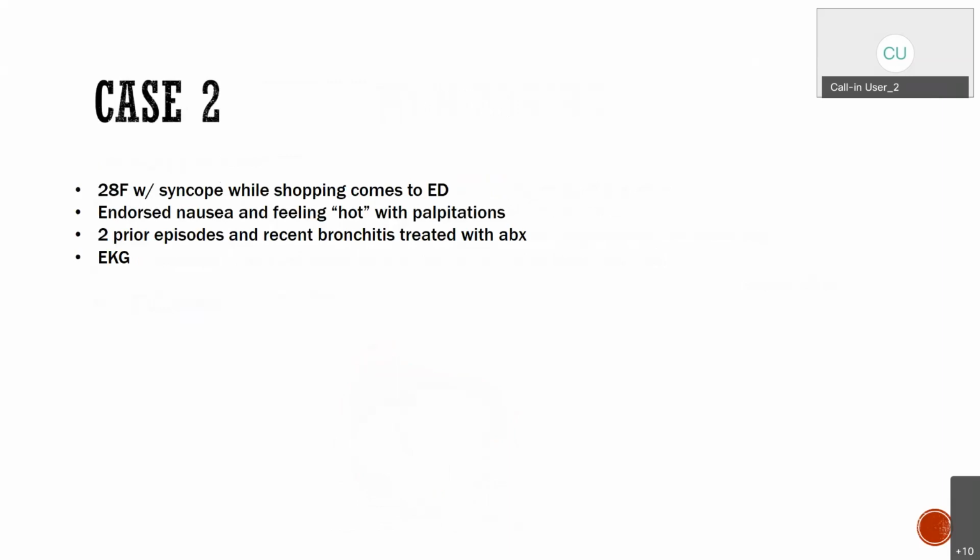So another case, 28-year-old female this time, comes in with syncope while she was shopping. She endorses nausea, feeling hot. She had 2 prior episodes and a recent bronchitis treated with antibiotics. And this is her EKG.